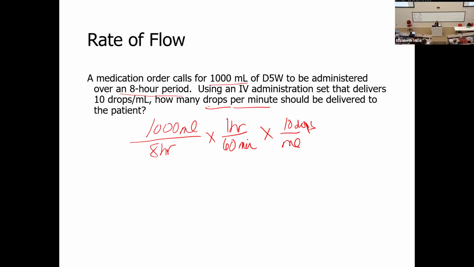If my end is drops per minute, I know I set it up correctly if I have drops on top and minutes on bottom. So crossing out all of these, what do you get? 20.83 drops per minute. Now on a quiz or an exam, you might be asked to round up or down to a full drop, or to the nearest tenth or hundredth.